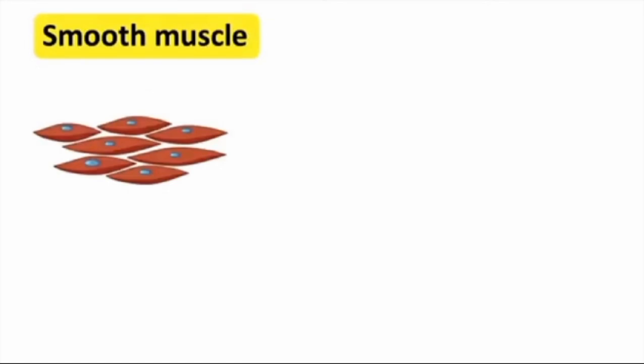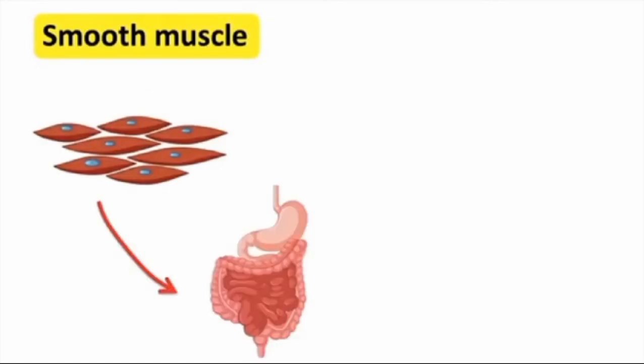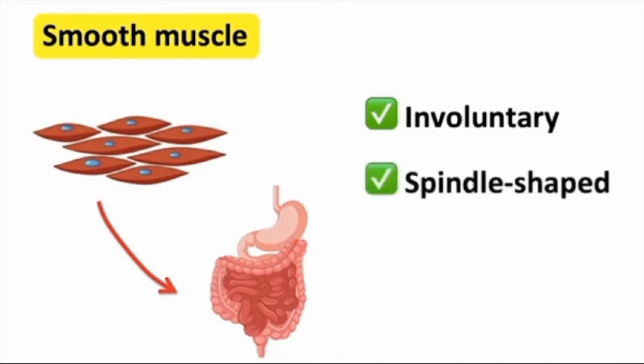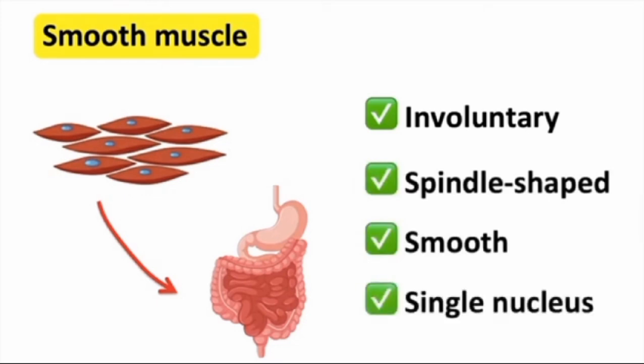Smooth muscle. Smooth muscles are in hollow organs, for example the stomach, intestines, or even blood vessels. This type of muscle is involuntary, so the movement is activated automatically by the body. So they contract and relax automatically to digest food or to aid the movement of blood. This type of muscle is spindle-shaped, it's smooth, and it has a single nucleus in each fiber.